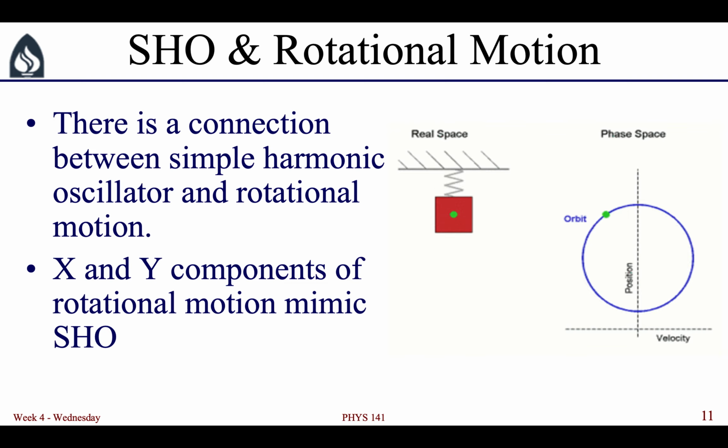as the Y position of the center of the block that is undergoing simple harmonic oscillator motion. The Y component of the motion of the green dot going around the circle would also be the same as simple harmonic oscillator motion if you had a horizontal spring and block oscillating in the horizontal direction. So both the X and Y components of the rotational motion mimic simple harmonic oscillator motion.